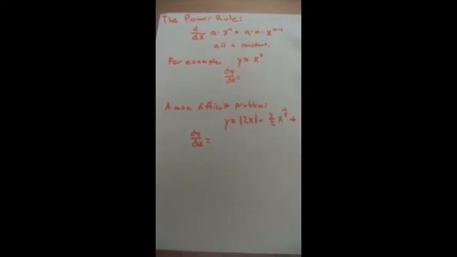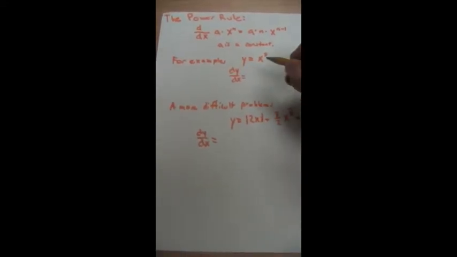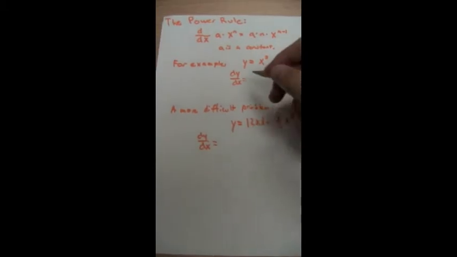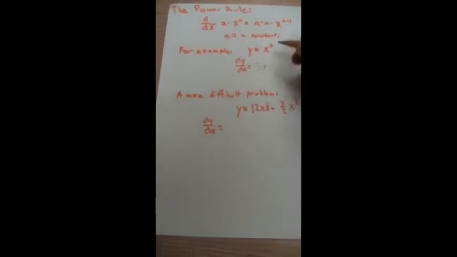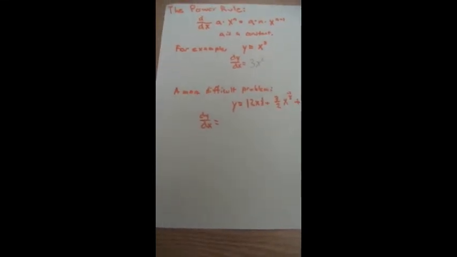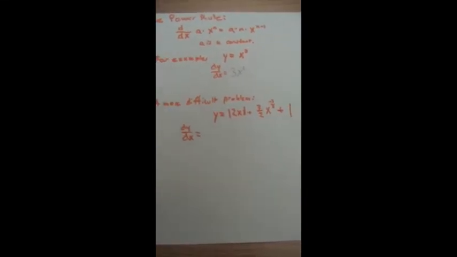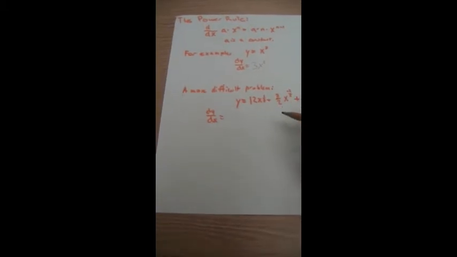A is a constant, and for example, here's a simple problem. y equals x to the third. The derivative would be 3x to the n minus 1, which would be 2. Now for a more difficult one, zoom out a little.